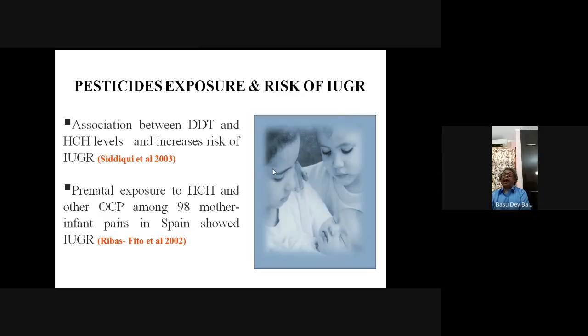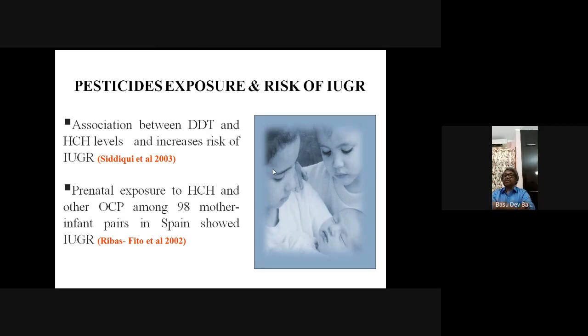Can I have next? So I took intrauterine growth retardation. It means that the development of the child, the fetus, is not normal compared to what we expect in a healthy situation.